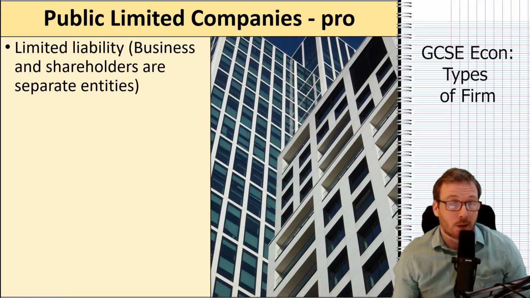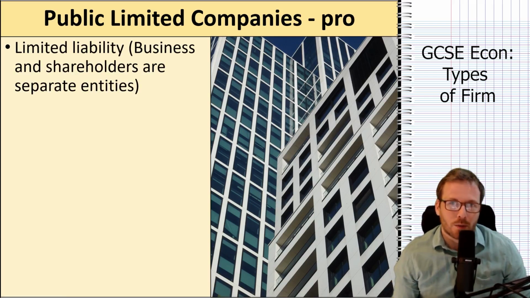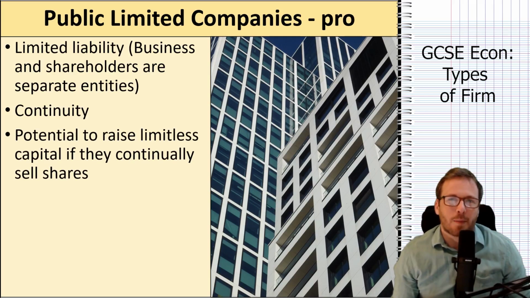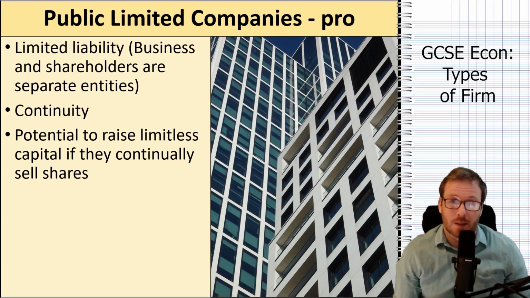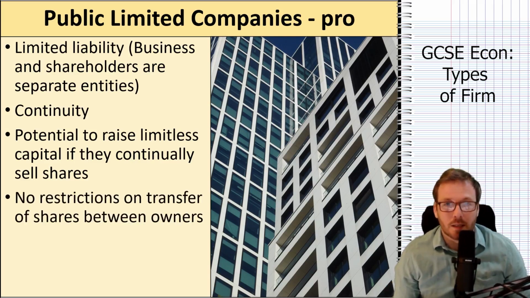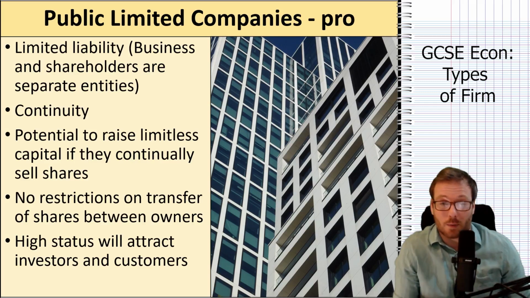There's a separate legal identity again, meaning that if the business fails, you only lose what shares you've bought in the business. It will continue when people in the organization pass away. Think about Coca-Cola lasting for hundreds of years. If they sell shares on the stock market, there's an opportunity to sell to anyone in the world and they can continually raise capital. Shares can easily be transferred between owners because it's all online on the stock exchange. And being on the stock exchanges leads to a higher status, which will attract many more customers.